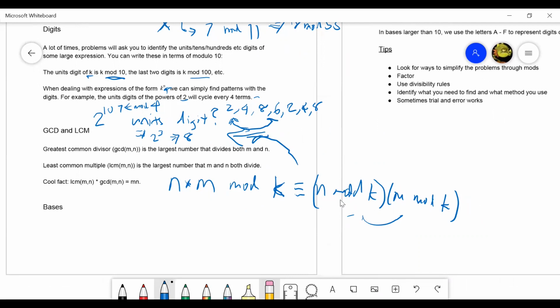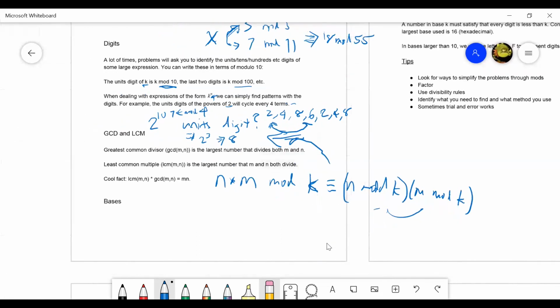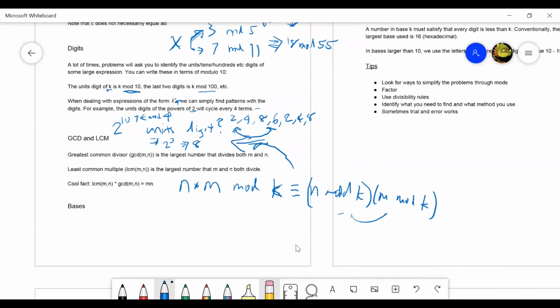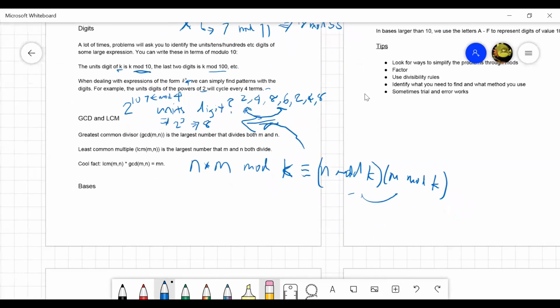Instead of taking mod at the very end, you can take it at every single step, and you're not doing anything wrong or changing your answer. All right, so this is a pretty interesting tip to keep in mind. All right, so I think that's it for digits.